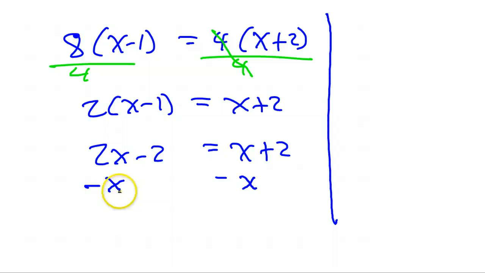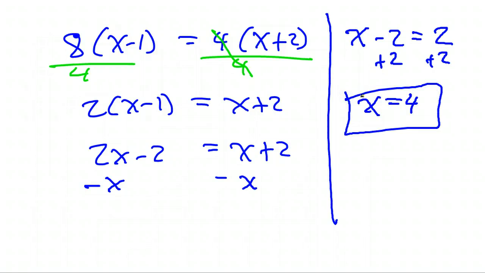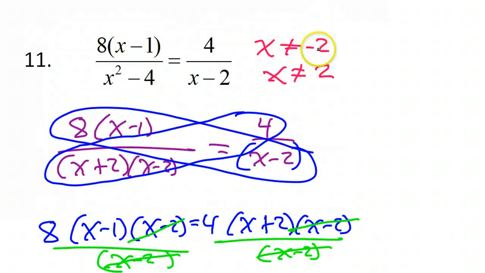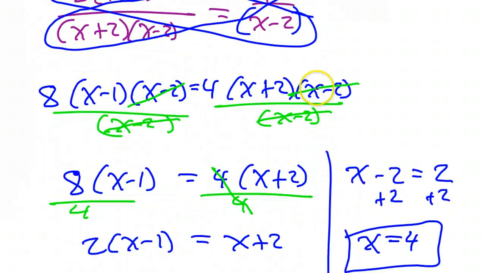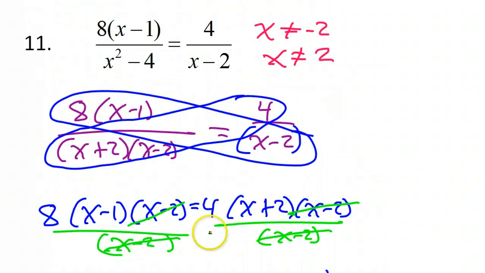So 2x minus 1x is just x. So I get x minus 2 is equal to 2. Alright, because these cancel out. And then we would add 2 to both sides, so that'll give me x equals 4. So this is the solution, and it does not violate any of my restrictions, so it's okay. Alright, that's the answer to number 11.